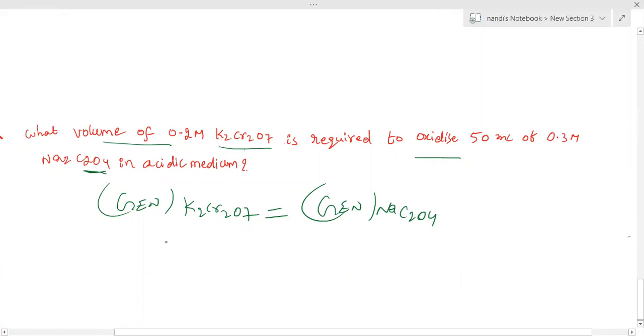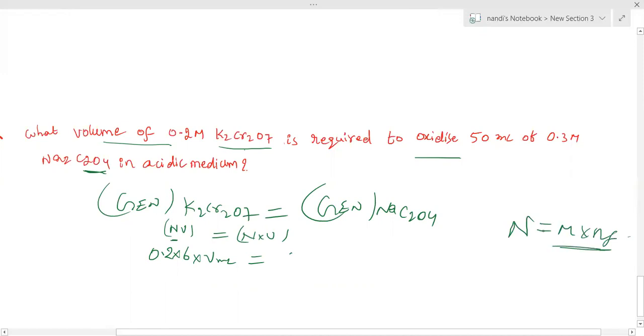Now you can check here. This is 0.2 into N factor 6 into volume, which I don't know, equal to N into V. In terms of volumes, N into V equals N into V, since both are asking volume only. Normality equals molarity into N factor. You should know that, sir. Normality equals molarity into N factor. I'm substituting it in place of normality because they gave molarity. So molarity is 0.2 and N factor is 6 for K2Cr2O7 into volume. Volume I don't know, that is what we need to find out.